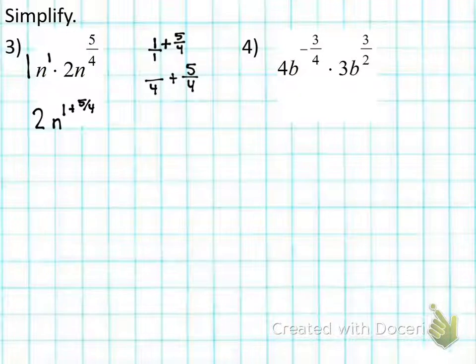The second fraction doesn't change. For the first fraction, we get 1 times 4 is 4, so 1 times 4 is 4. Then we add the numerators. 4 plus 5 is 9. The denominator is 4. Okay, that would be the fraction. So I want you to give me the final answer now. Ready? 10 seconds. 2n to the 9/4 power.